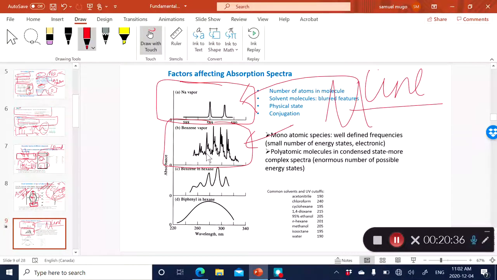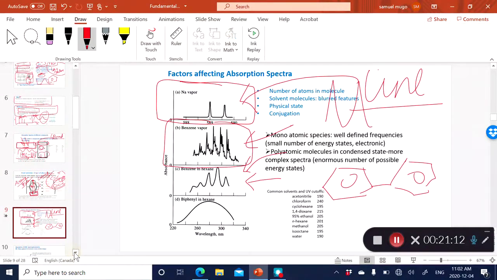If I add a solvent to benzene, now you can see there are many more transitions that would be taking place, and so my absorption spectra becomes a little less defined. You can see the peak starts to broaden because there are many transitions taking place. On the other hand, if I take biphenyl, which is two benzene rings fused together, my spectra becomes even less defined. It becomes a simple hump, because there are many, many possible transitions that would be taking place.